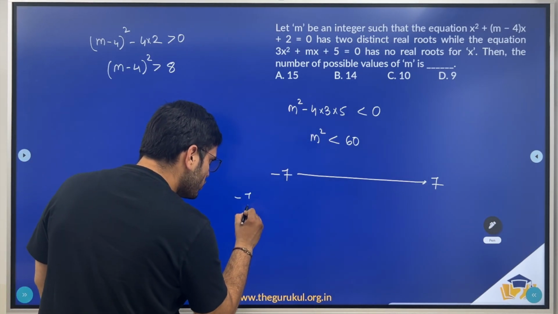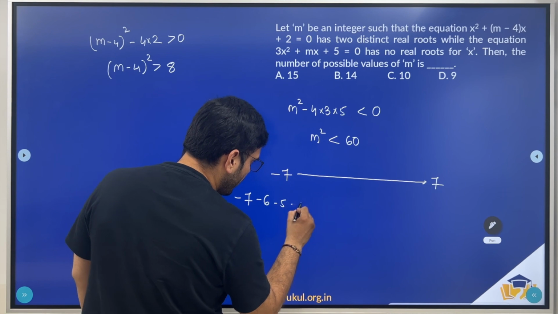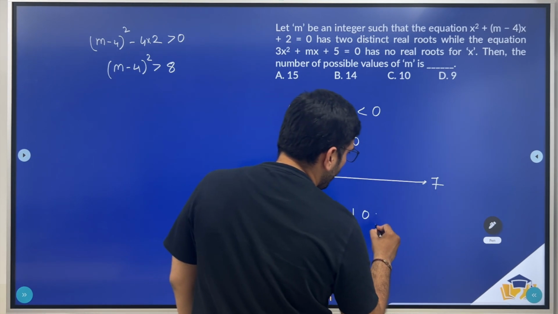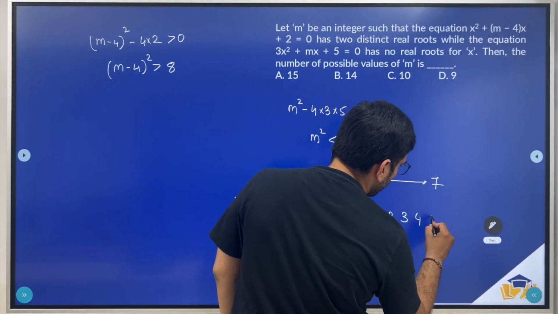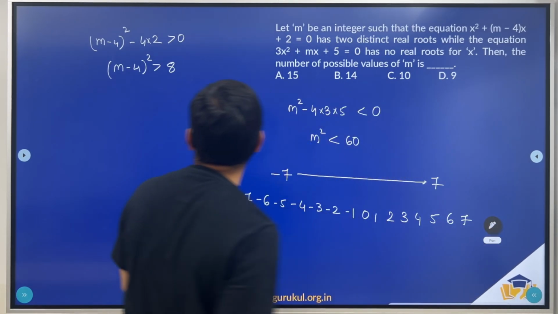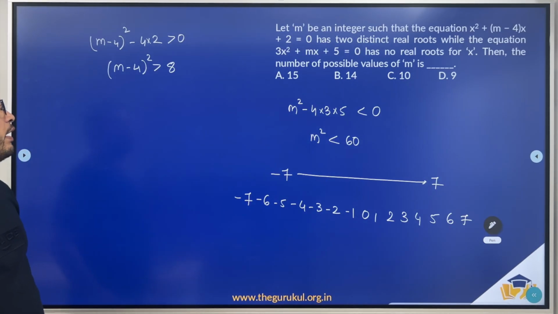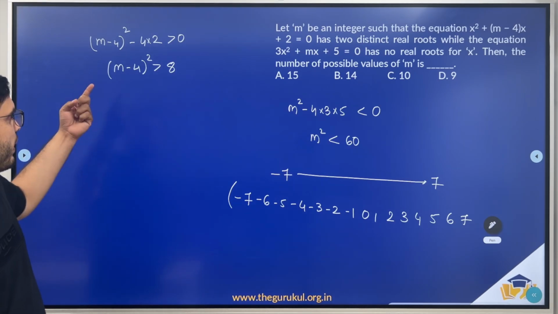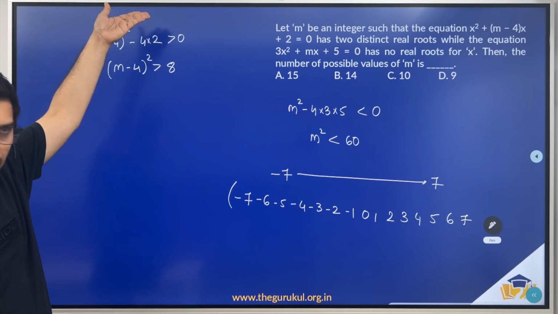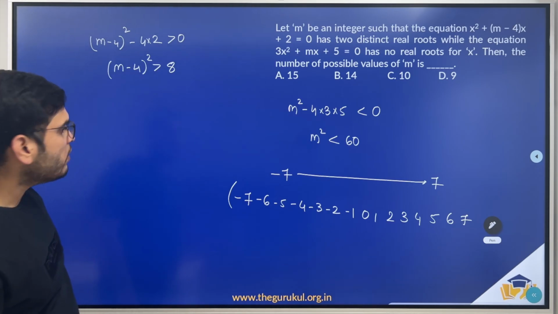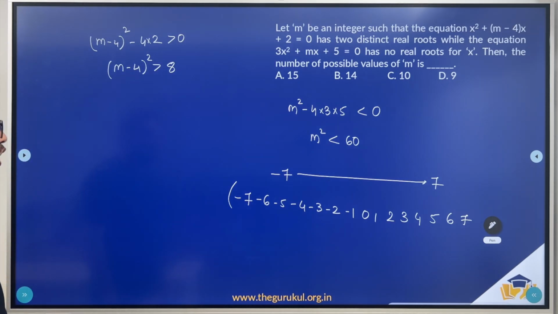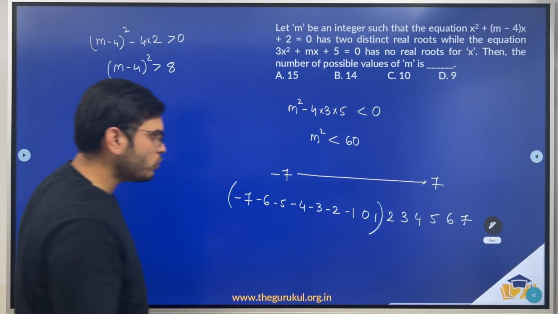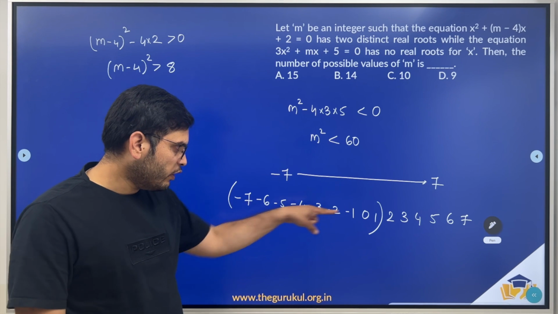Let me list down the values: -7, -6, -5, -4, -3, -2, -1, 0, 1, 2, 3, 4, 5, 6, 7. So (m - 4)² should be greater than 8. So m can take all the negative values, because for -7, -4, this will increase. Right. So till 0 also possible, 1 possible, 2 not possible, right? So it can assume all the values from -7 to 1.